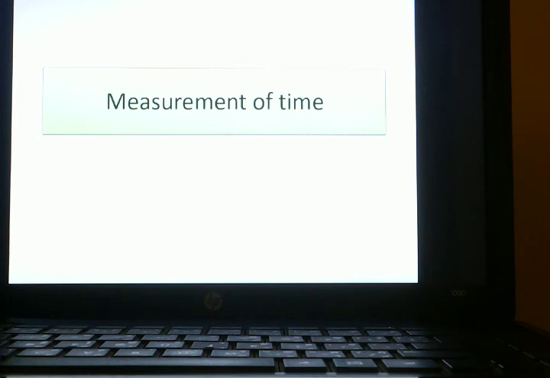Even if a numerical is there in your textbook, no numerical will be coming from it. Only numericals related to this part, that is measurement of time, will be coming.